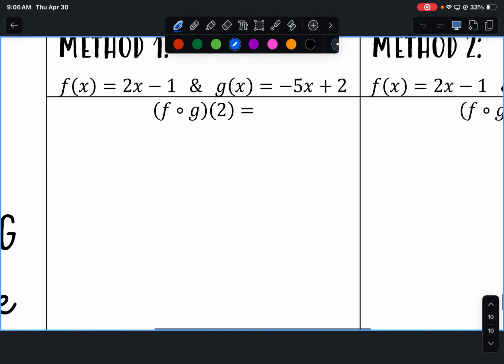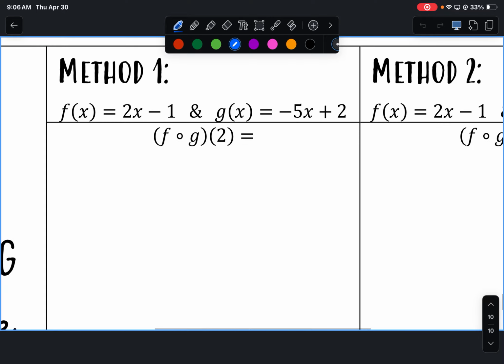So whenever we look at a composite function, how do I read this right here? Yeah, it is f of g of 2. That is how we read that. So the first way we can do this is setting it up just like we've set up all of our others. So just by doing f of g of x first, and then dealing with the plugging in the number. Okay, so we set it up just like normal.